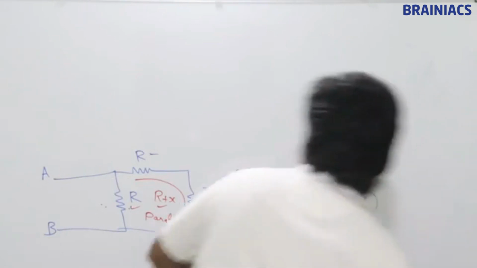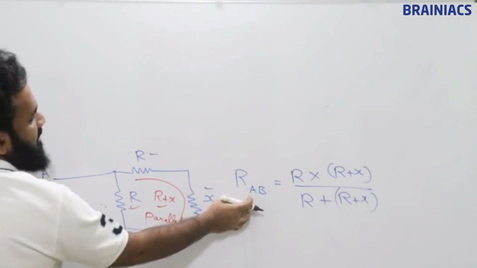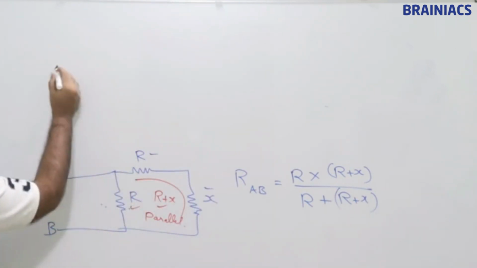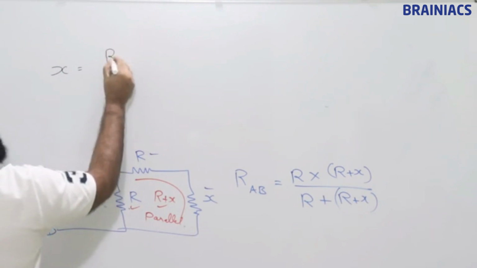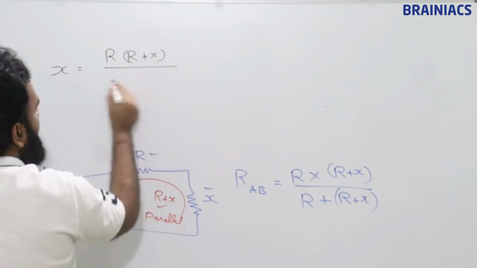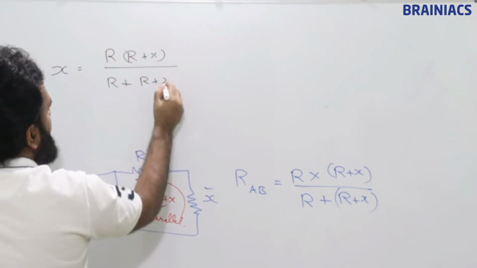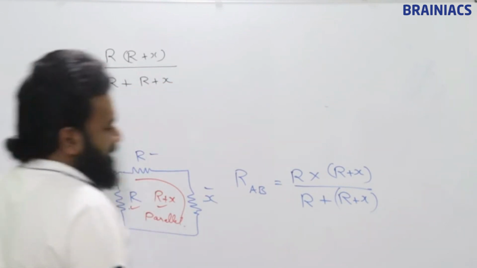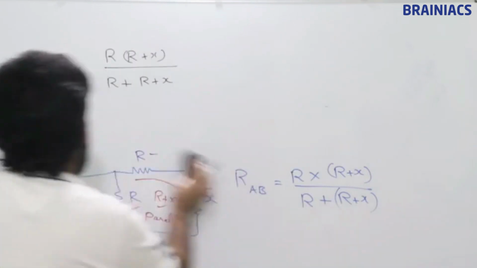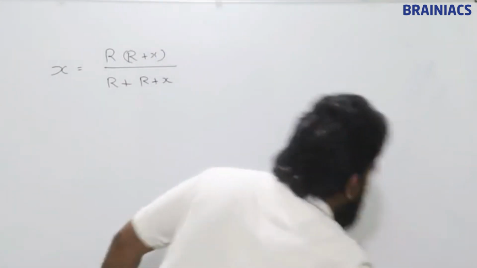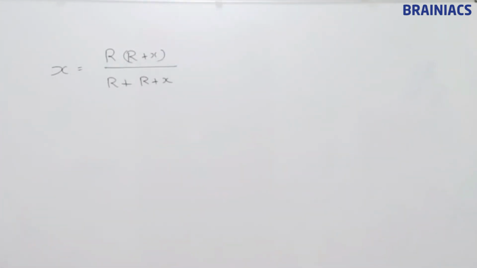Now what we can take for this X, the left hand side, LHS, can be considered as the total resistance X, which we have already assumed. So X is equal to R into (R plus X) divided by R plus X. Clear or what? Note it down. We will solve this. This will become a quadratic equation, and by solving that quadratic equation we will get the answer.